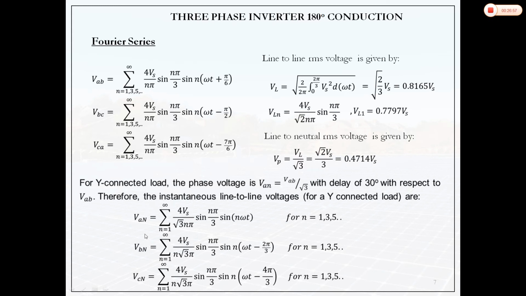Similarly, once you know VAN, VBN will be nothing but the same waveform shifted by 120 degrees. So in this phase you have to subtract minus 120 or minus 2 pi by 3. So you can see here that it is 4 Vs upon root 3 n pi sin n pi by 3 sin n omega t minus 2 pi by 3. Okay. Similarly, VCN will be shifted by 120 degree from this waveform. So VCN will be minus 2 pi by 3 minus 2 pi by 3. That will be minus 4 pi by 3 here. Remaining things will be the same.